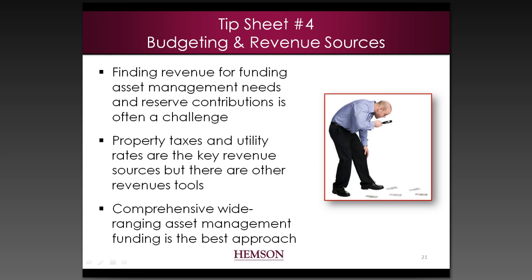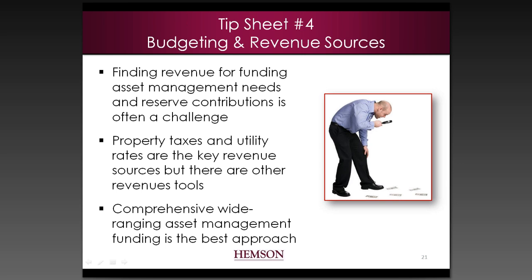And the most typical approaches and the most readily available for municipalities in Ontario and really across the entire country are your property taxes and your utility rates. But we recognize that there's a lot of pressure on those two revenue sources already. And so trying to undertake comprehensive, wide-ranging asset management funding is the best approach.